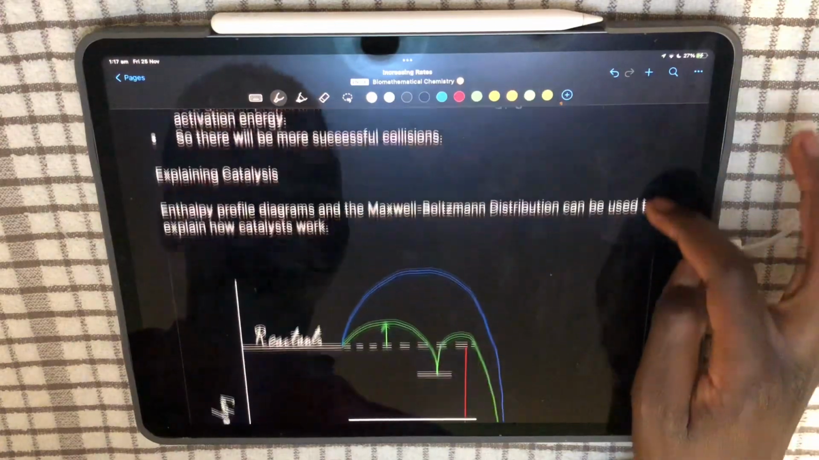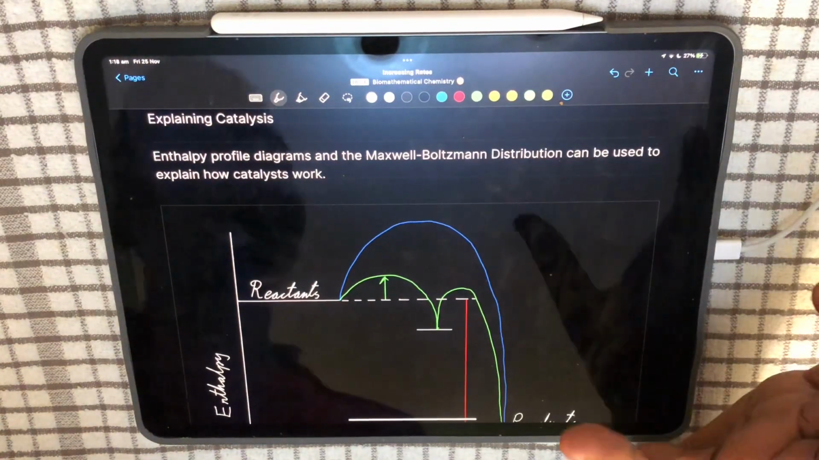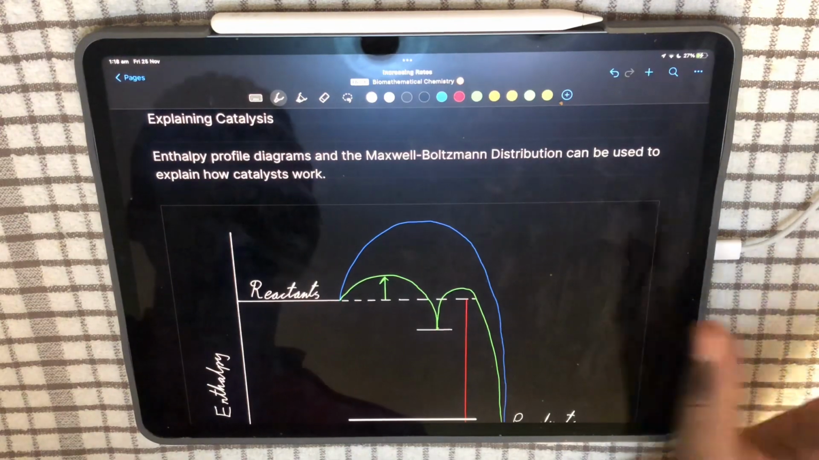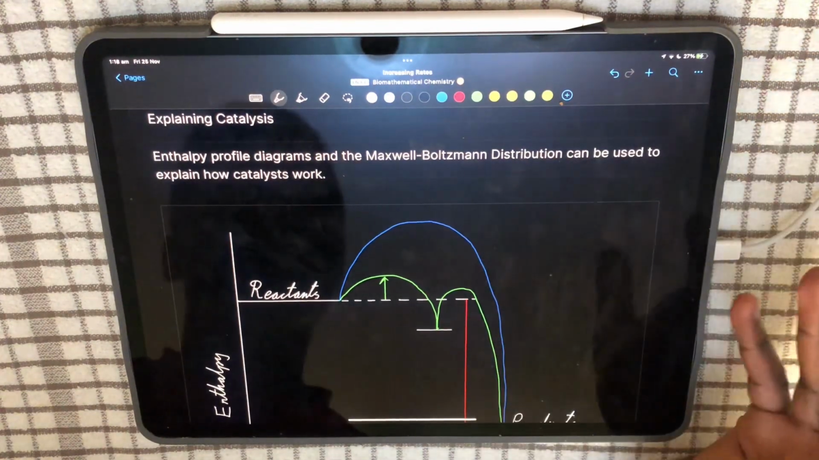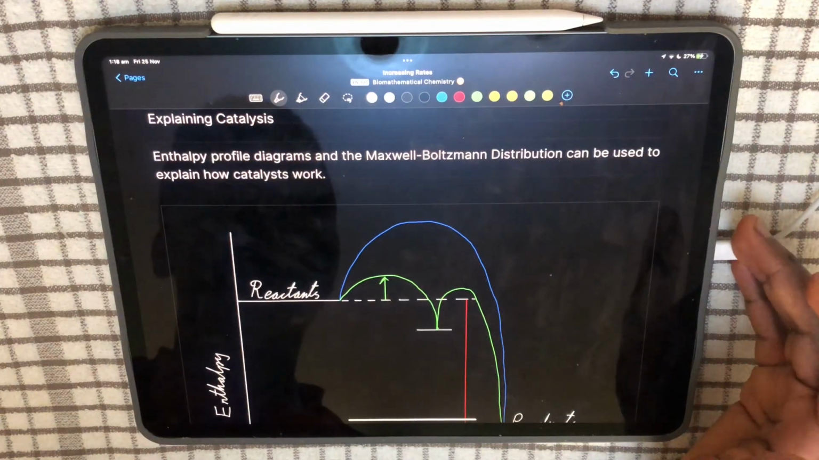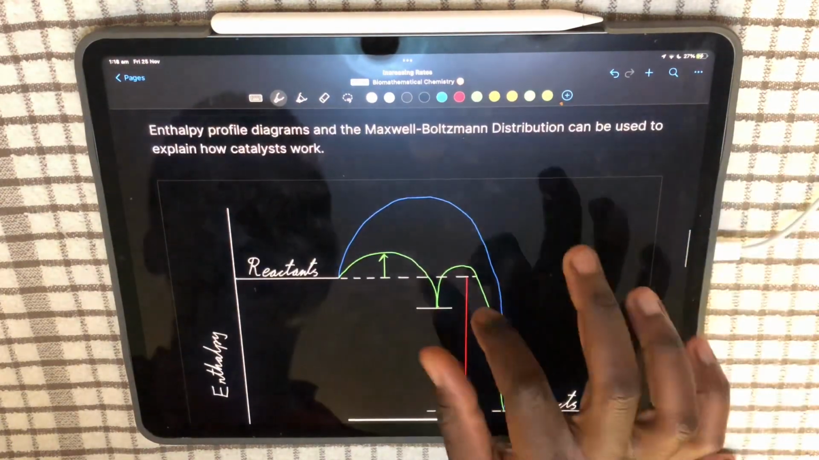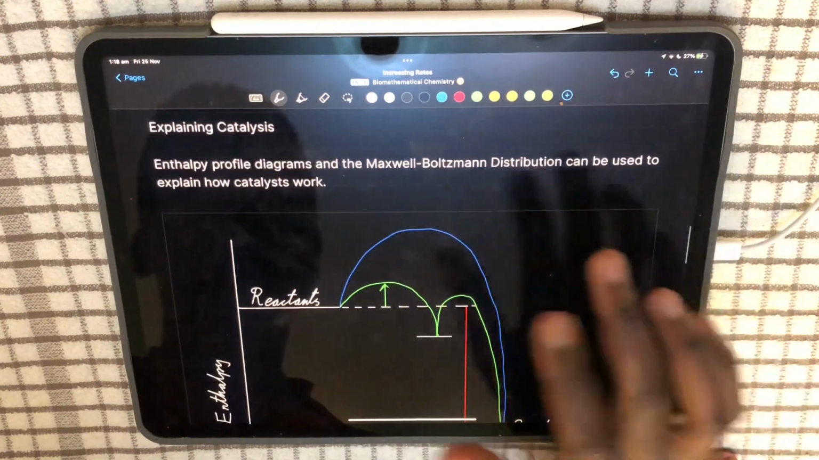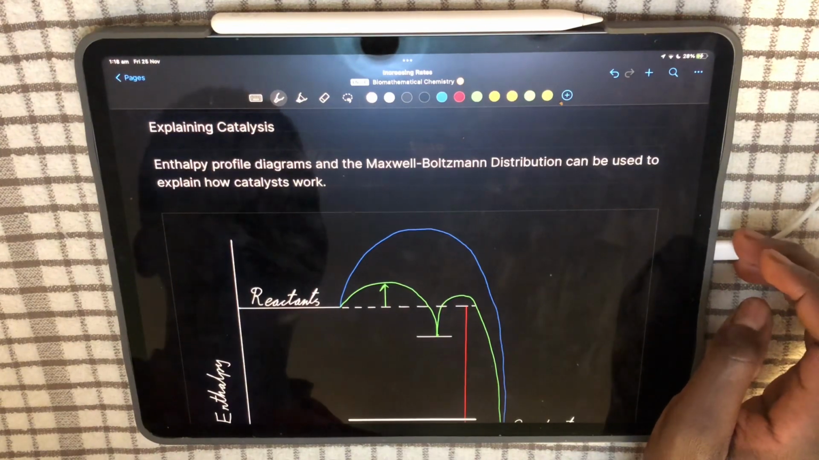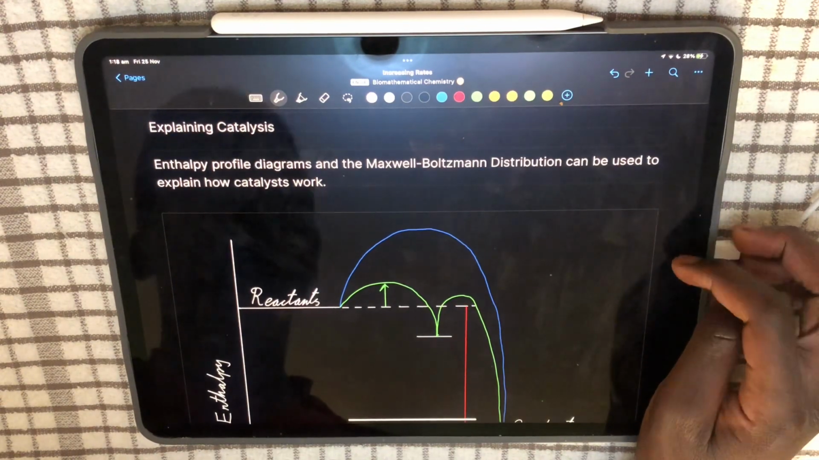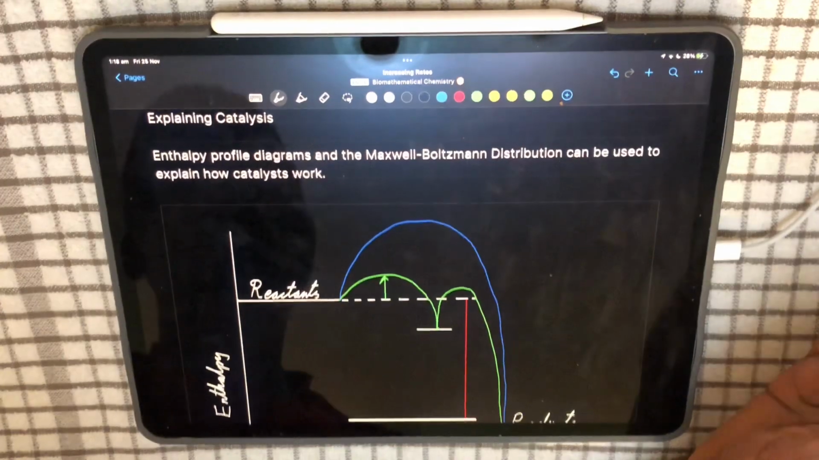So if I was to explain catalysis, this is a very basic explanation. You'll get more into it when you study year 2 chemistry or inorganic chemistry, when you're looking at transition metals, because they're the most likely catalysts that you'll come across. And even then, this is a very basic one, but I'll explain. So what's going on here? This is an enthalpy profile diagram. Enthalpy profile diagrams and the Maxwell-Boltzmann distribution can be used to explain how catalysts work.